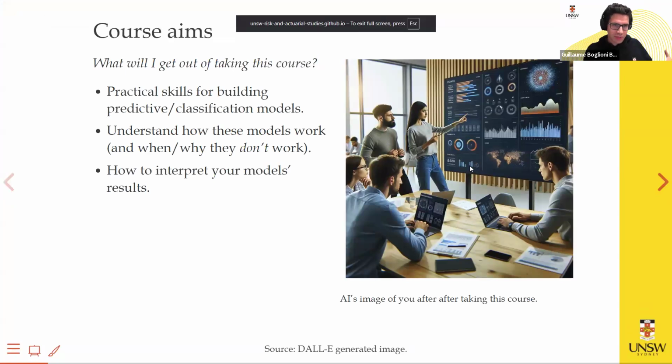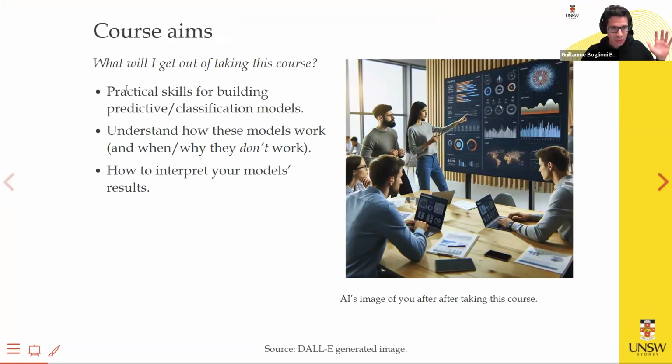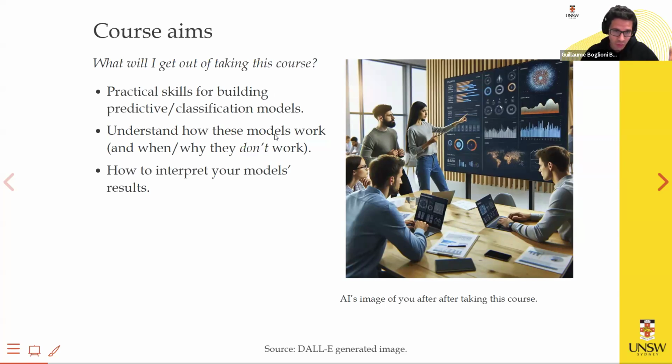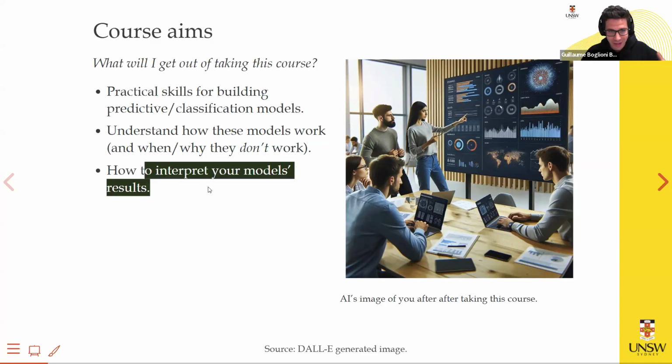So first things first, what is this course about? It's a quite practical course. So we want to develop practical skills for building models, something we call predictive models. We have a set of variables, but we use them to predict another variable that is the one we care the most about. And also classification models. We're going to explain in the first lecture what we mean by a classification model. Obviously, we want to understand how these models work, but also when and why they might not work, because every model has assumptions that might not be verified. And also, of course, we want to understand how to interpret correctly our model's results.